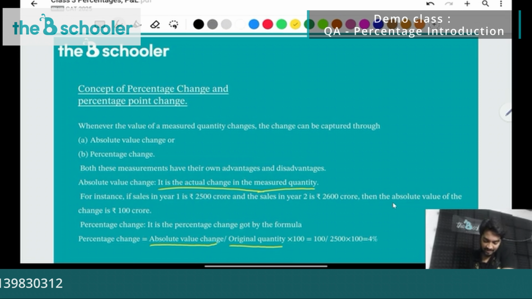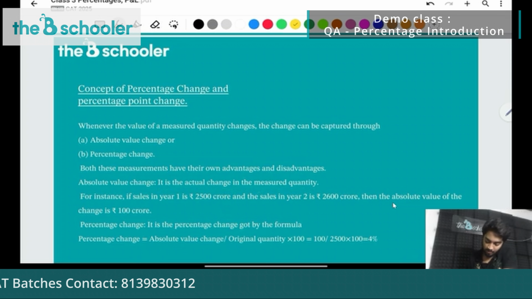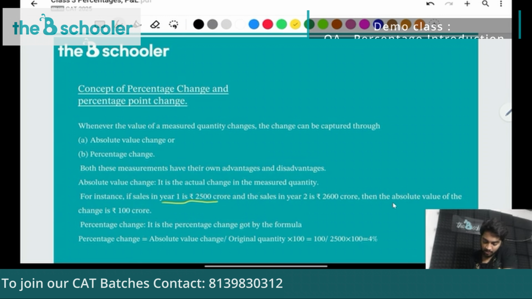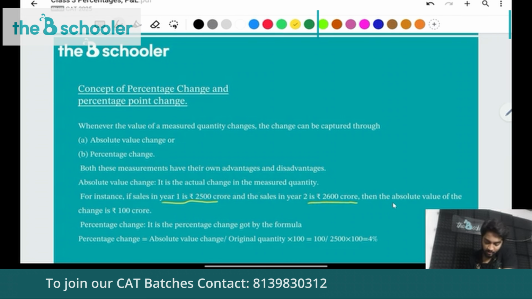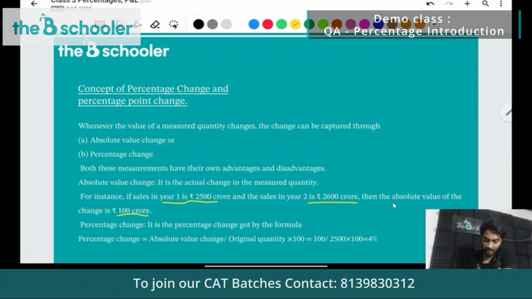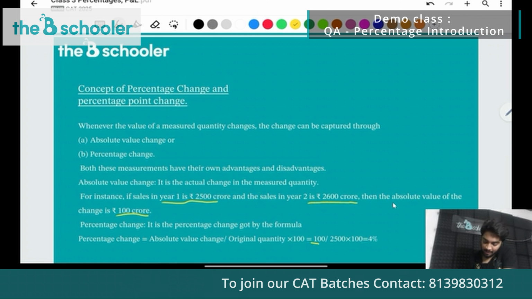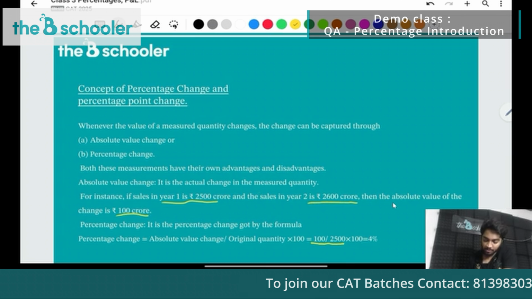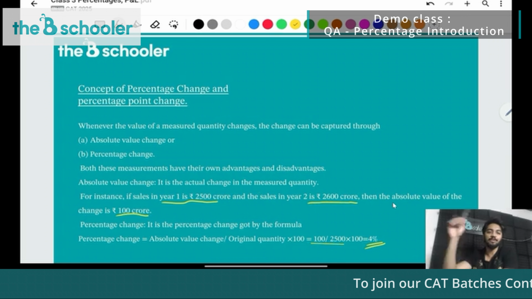Okay, now look at the example that is mentioned here. For instance, if sales in year 1 is 2500 crores and sales in year 2 is 2600 crores, then the absolute value change is 100 crores. Alle? Sales increased from year 1 to year 2 by 100 crores. And by what percentage? It is 100 divided by initial sales, which was 2500, into 100 percentage, which is 4%. So you can say the sales grew by 4 percentage from year 1 to year 2.